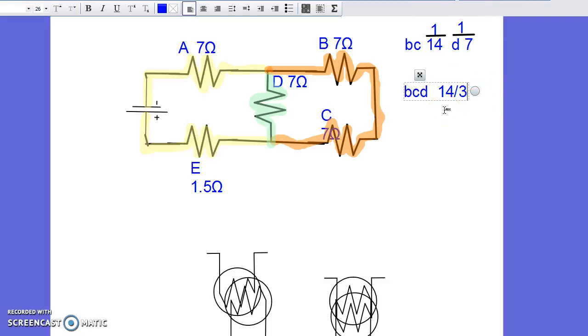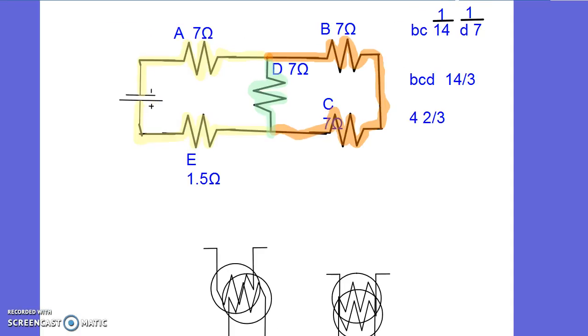14 thirds would be the same as saying, let's see, that would be 4 and 2 thirds. 4 and 2 thirds. Okay? So BCD is 4 and 2 thirds, this whole thing. Now what you have is 3 stops. Let me grab the highlighter again here.